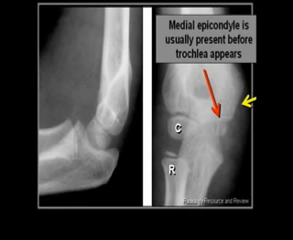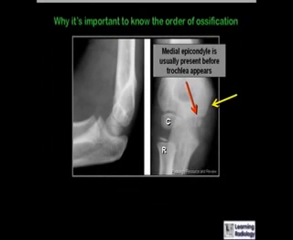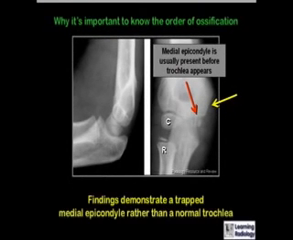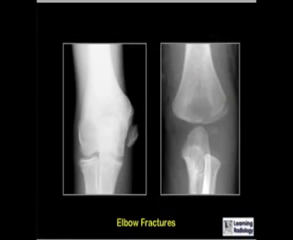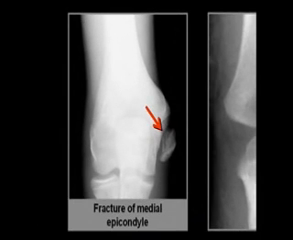But the trochlea should not ossify before the medial epicondyle. And what this represents is the medial epicondyle has been pulled into the joint and is trapped within the joint. So this is an abnormal elbow. The only way that you would recognize that is by knowing the order of ossification of the centers around the elbow. This is an example of an avulsion fracture of the medial epicondyle.